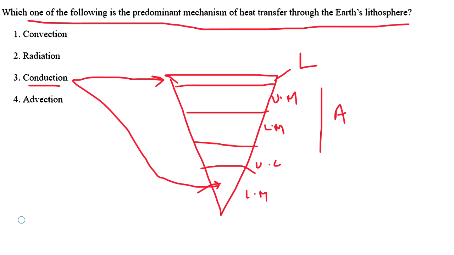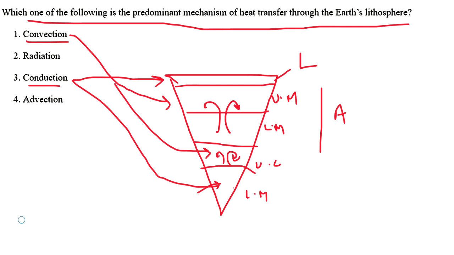Now coming to convection. It happens in the mantle as well as in the upper or outer core. Here we have convection. What kind of symbol shall I give? I will put an arrow in these two places.